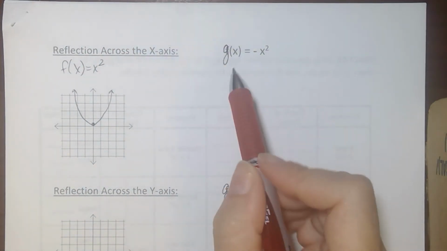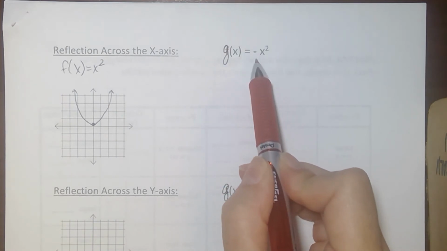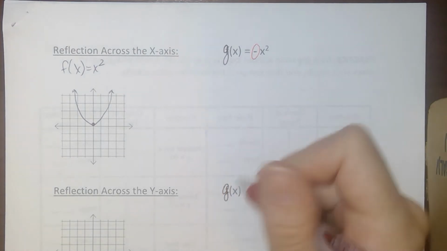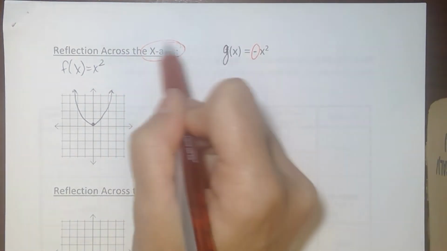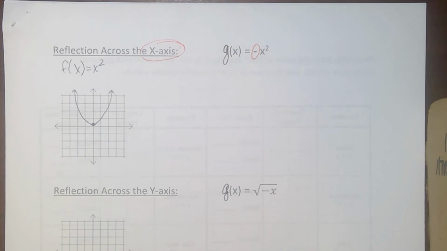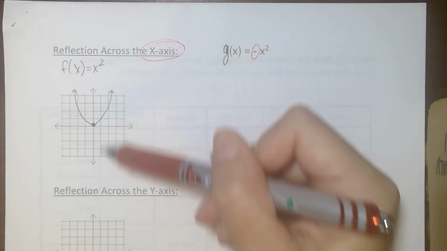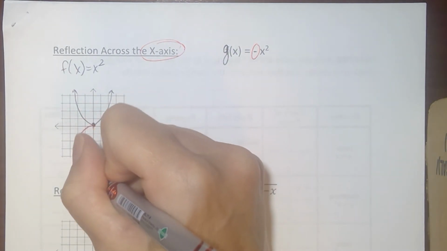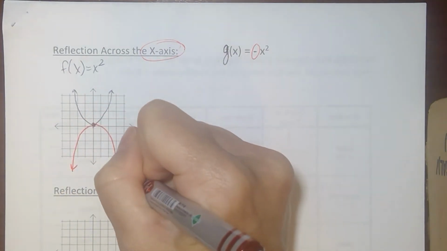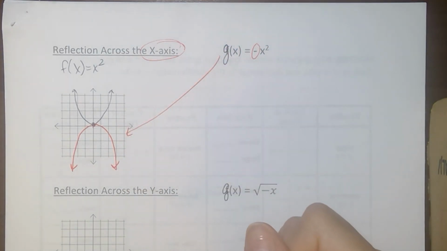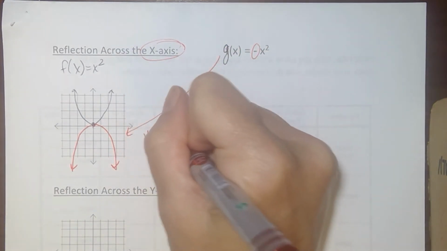My transformation, g of x, is a negative out in front of x squared. This negative out in front tells me that I'm going to reflect across the x-axis. So I haven't shifted it left or right, up or down. I have just taken it and used this x-axis as a mirror and reflected it across. So this would be g of x. Right there. That one's going to be g of x. The vertex is still at the origin.